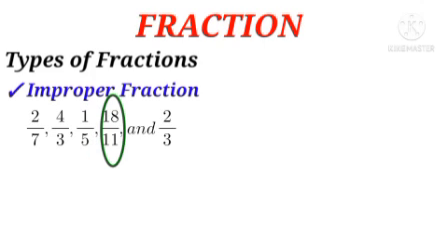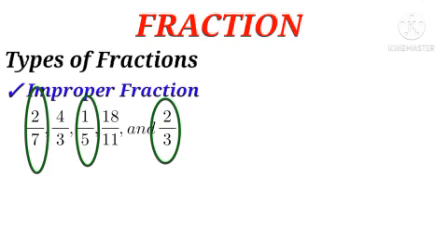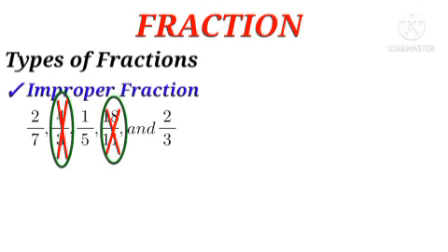18/11, 18 is bigger than 11, so that's not a proper fraction. 2/3, 2 is smaller than 3. Yes, 2/3 is a proper fraction. So we'd say 2/7, 1/5, and 2/3 are proper fractions, while 4/3 and 18/11 are not.